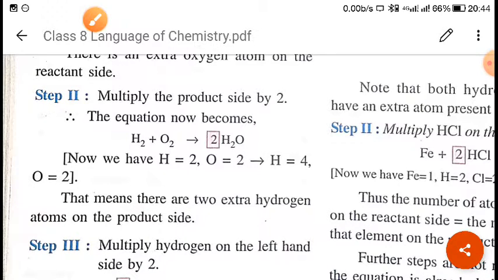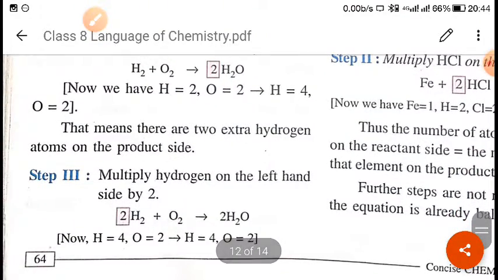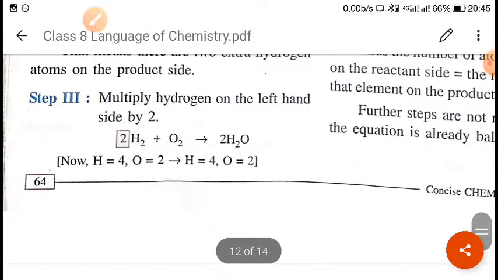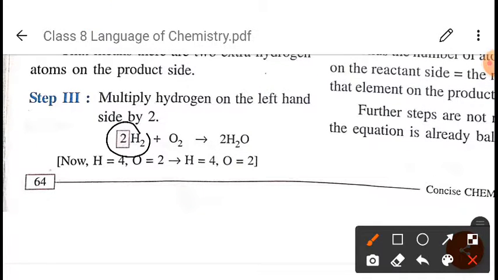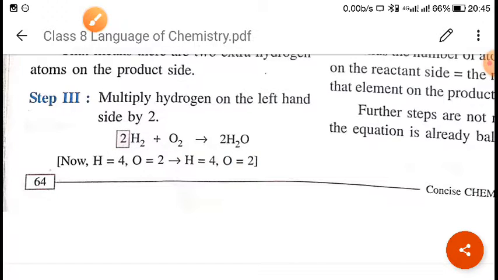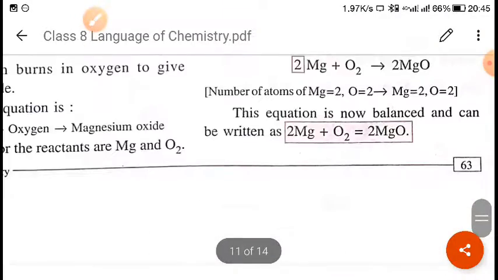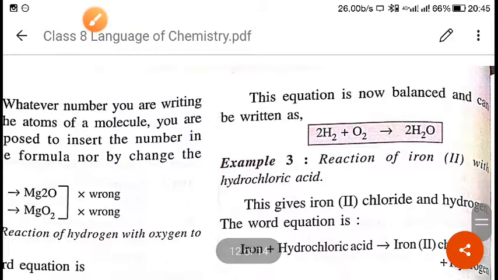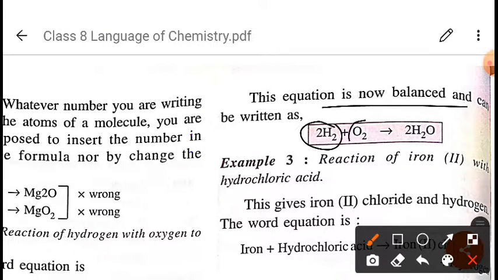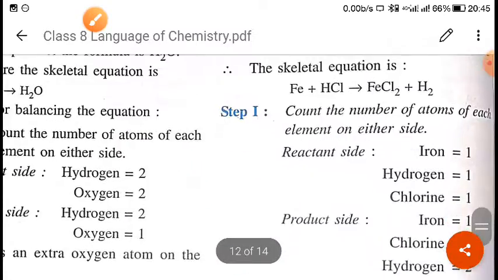Now since 2 extra hydrogen are on the product side, we will multiply by 2 on the left hand side, okay. As you can see, we have multiplied 2 on the left hand side. Now we have hydrogen 4, oxygen 2, and here also hydrogen 4 and oxygen 2. So this is a balanced equation, okay. As you can see, 4 hydrogen 2 oxygen here, and also 4 hydrogen and 2 oxygen here. So I hope you have understood this also.